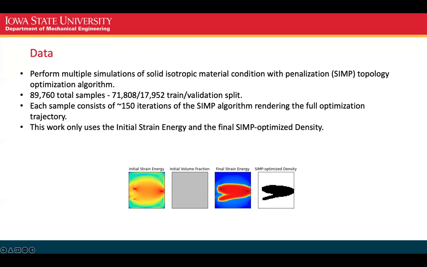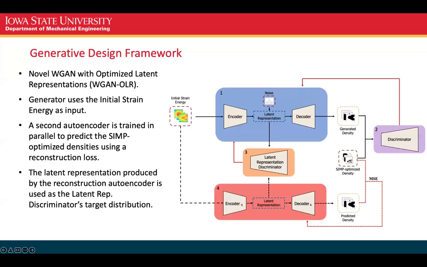So each sample contains 150 densities and corresponding strain energy maps, depicting the entire optimization trajectory taken by the SIMP algorithm. In this particular work, we will only use the initial strain energy and the final SIMP optimized densities, found on the far left and the far right of the figure below. The figure on the right is a diagram depicting our proposed generative design framework.